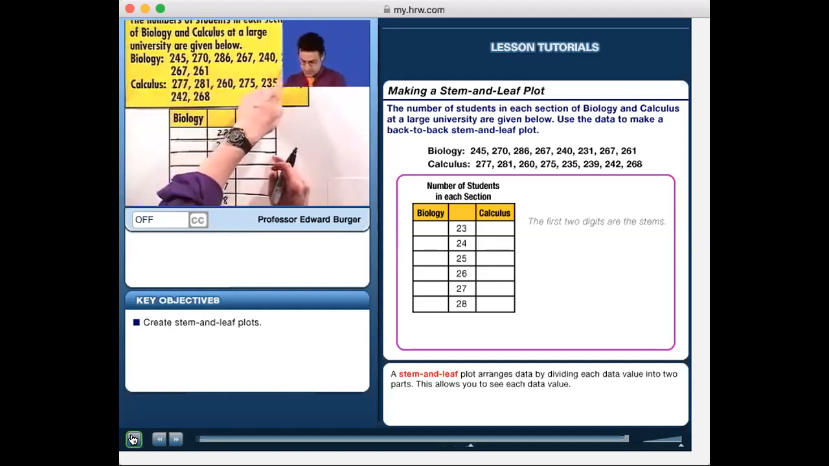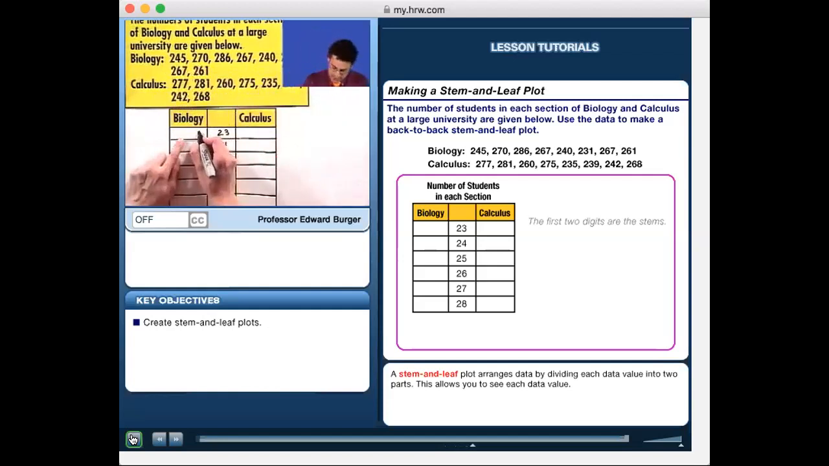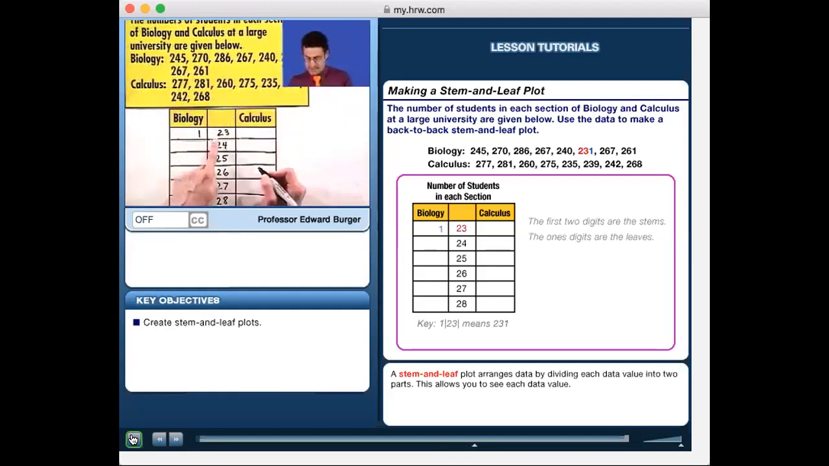Well, there's 231, so I'll put a 1 here. Now you have to understand what this means. It means that technically I'm reading this 231. You see, don't read it as 123. That's 231. Anything else? I think that's it. All right.